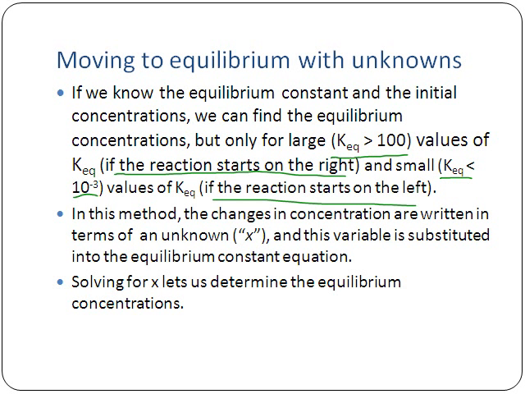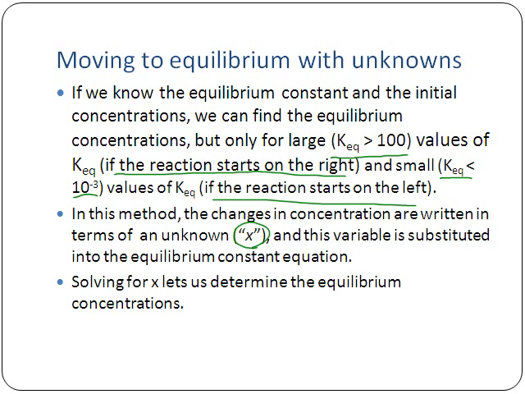Or if KEQ is small and starts on the left, we can use this trick. In this method, the changes in concentration are written in terms of an unknown, x, because we do not know what the final equilibrium concentration is, so we can't find numbers for any of the changes, but we can write them in terms of our unknown x. And this variable will be substituted into the equilibrium constant equation. So we're going to find what the equilibrium concentrations are in terms of x, then put it into KEQ, and then solve for x. Solving for x lets us determine the equilibrium concentrations.